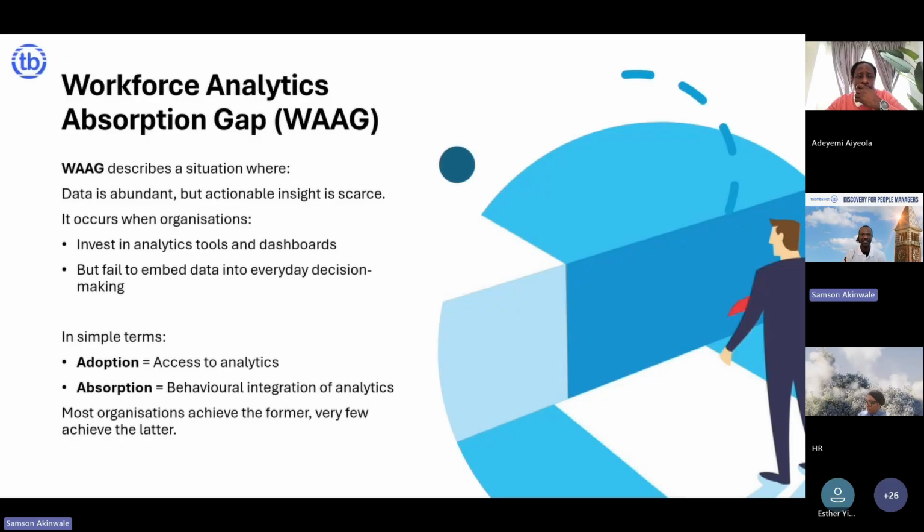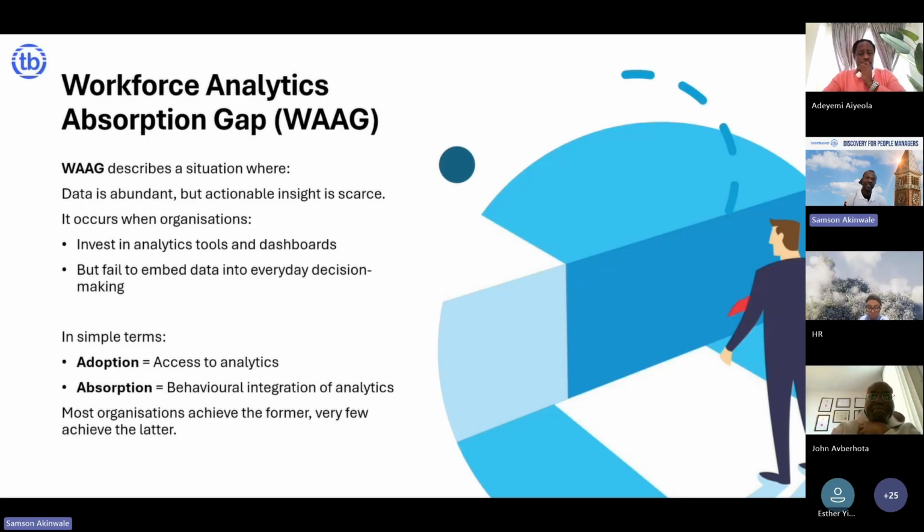Why will I have data and yet we still do not derive as much insight as we need from the data? WAG takes place more often than not when organizations invest in analytics tools and dashboards, which is very good. But despite investing in analytical tools and dashboards, they fail to embed data into everyday decision making. You think, how is that possible? It is one thing for approval to come to procure data infrastructure, data pipelines, APIs, and put a couple of departments in place to run things. To make it become part of the culture of the organization is an entirely different ball game.